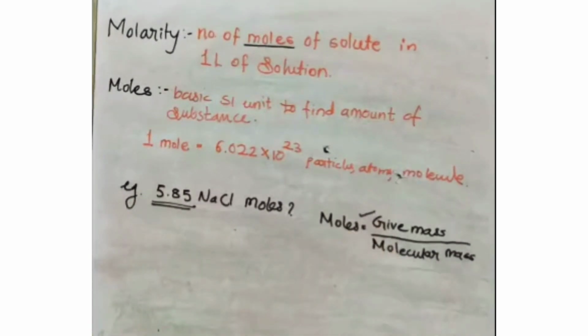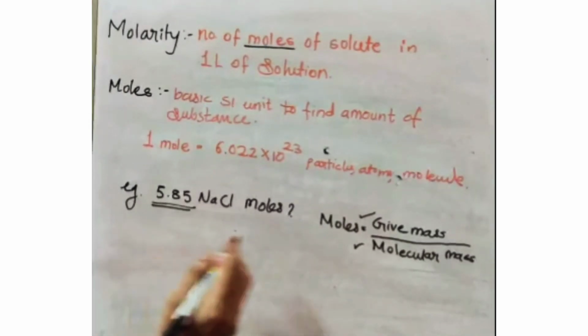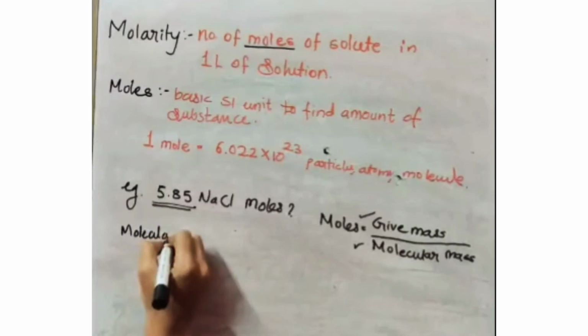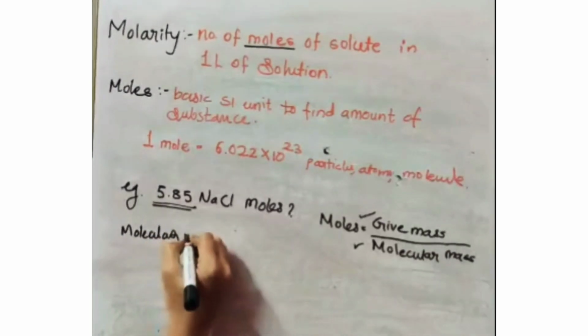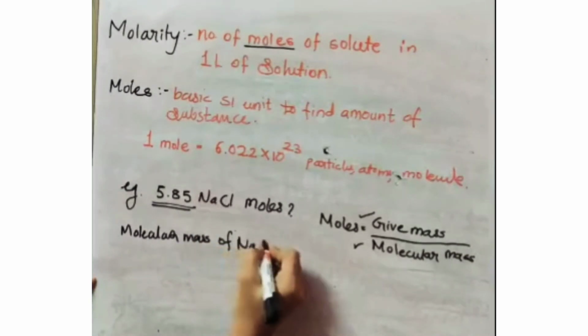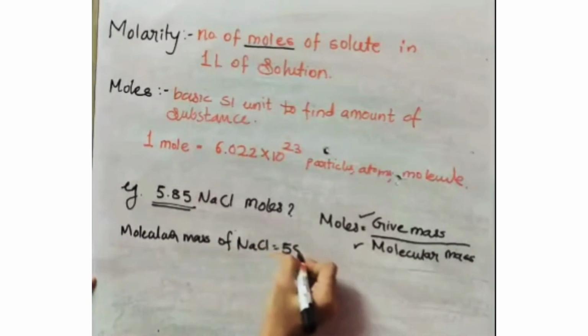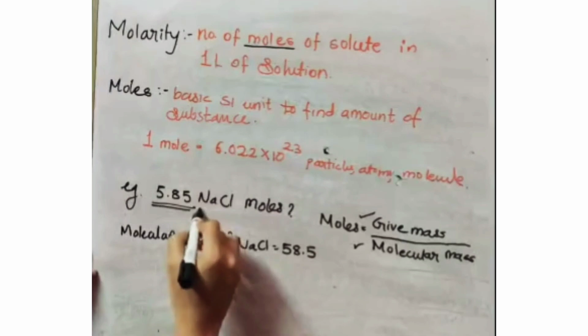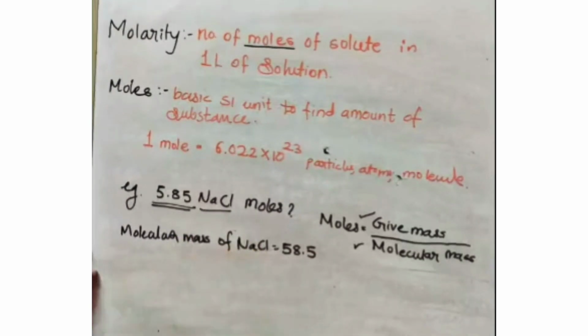Now we have to find out the molecular mass. In 11th we have studied how to find out molecular mass. So for NaCl, the molecular mass of NaCl is 58.5. This is a basic example we are taking. We will understand how to find out molecular mass when the given mass is given, and we have to find it from this.